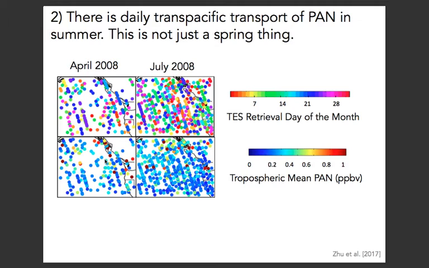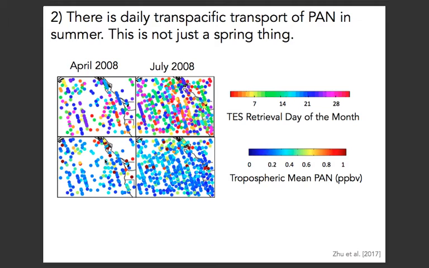The point here is that there's a lot of trans-Pacific transport of PAN in summer. So when we think about trans-Pacific transport of reactive nitrogen, or things moving from East Asia to the West Coast, we should think about them in summer just as much as we're thinking about them in spring. They occur every day, and the plumes are quite large.